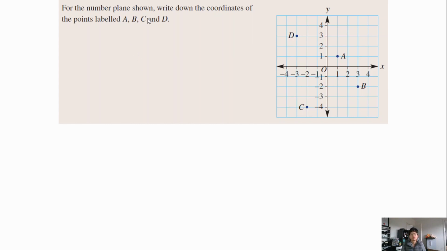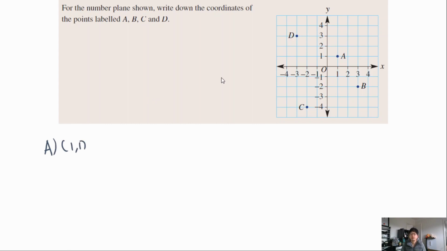For the number plane shown, write down the coordinates of the points labeled A, B, C, and D. Alright, so let's start with A. A, you need to go to the right once and up once. That's the positive area, so that will be (1, 1). That's your answer for A.